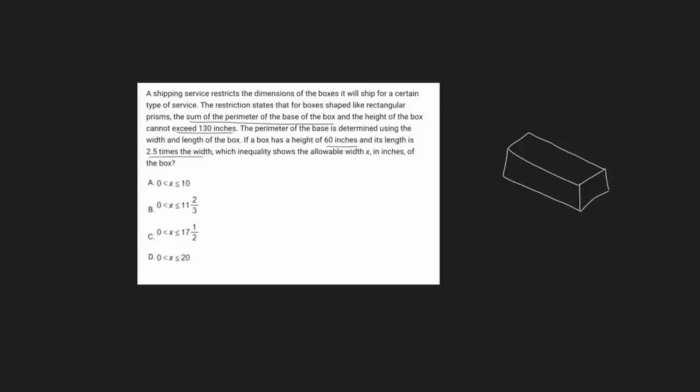All right, so first off, let's label our diagram, right? So we know the height they give us is 60 inches, so let's just write 60 out here.